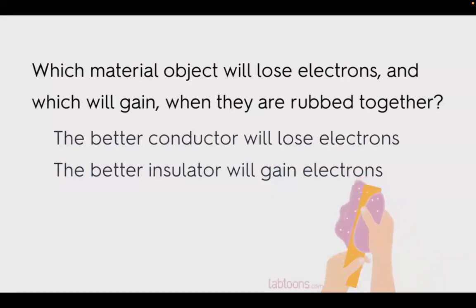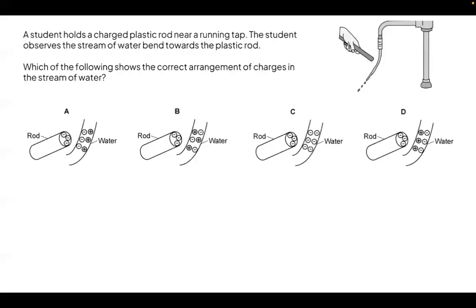So of these two materials, one of them is a better insulator than the other. And that better insulator is just greedy. It wants electrons. And the better conductor will lose electrons very easily because they can move in that better conductor somehow, not entirely move, okay?